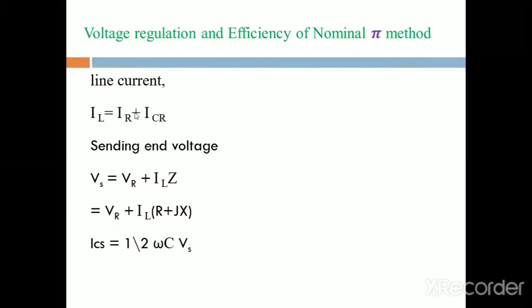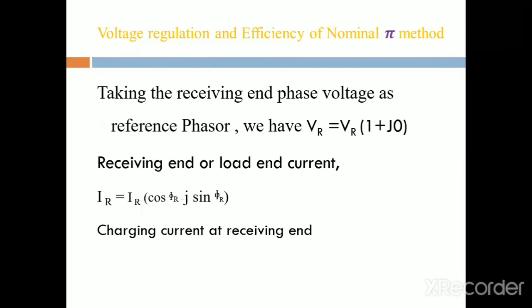What is the formula for this ICR? ICR is equal to 1 by 2 omega C VR. What is that formula VR? VR is equal to VR into (1 plus j0). Okay, that is the formula for the VS and VR.